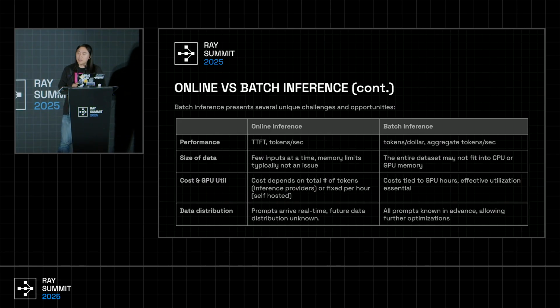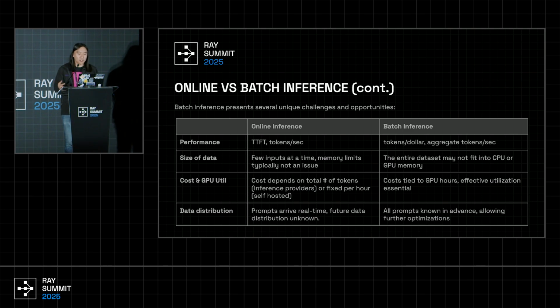There's also a few unique challenges and opportunities that batch inference provides that we'd like to exploit within Daft. The first one I've discussed already is performance. The second one is the size of the data. In online inference workloads, you're typically not going to run into memory limits with the number of requests that you have. You're typically going to run into limits in terms of the inference throughput instead first. But with batch inference, your entire data set may not actually fit into GPU or CPU memory, so how do you handle that?